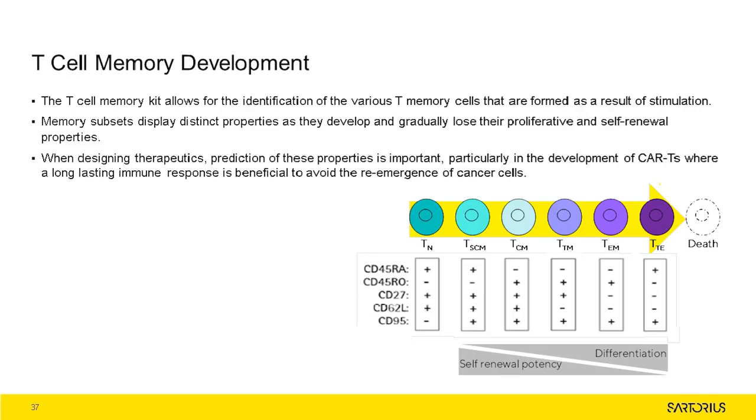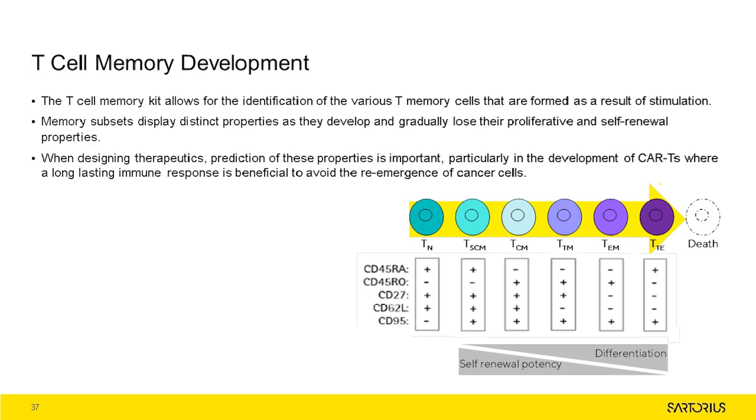The final area that this workflow covers in terms of T-cell characterization is T-cell memory development. This kit allows for the identification of the various subtypes of T memory cells that develop as a result of stimulation. The image on the bottom right shows how this progression drives T cells ultimately towards a more differentiated phenotype, which has decreased self-renewal properties.